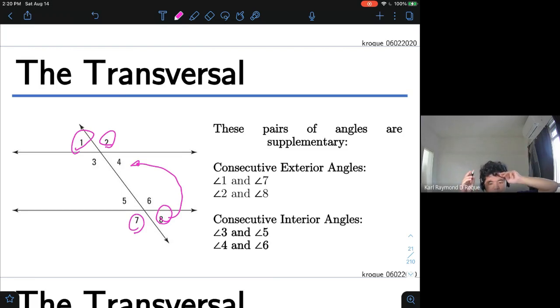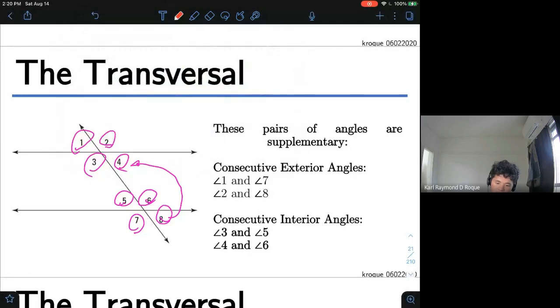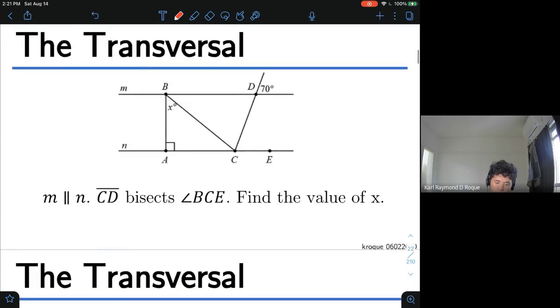No? Oh, consecutive interior angles. Ito. They are supplementary for sure. Yun lang naman. Ano pa ba? Yun lang naman. Tapos itong dalawa, syempre, linear pair sila kasi they are adjacent and they form a straight line. Okay, please remember that.